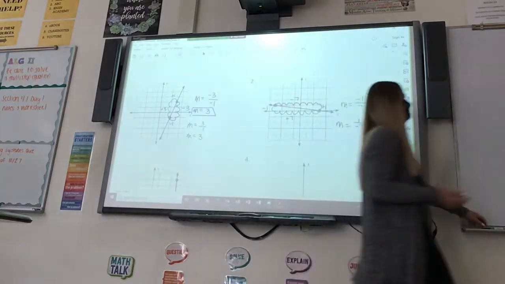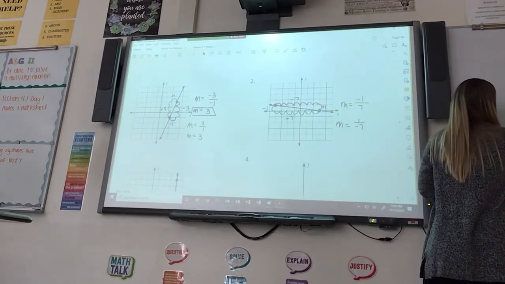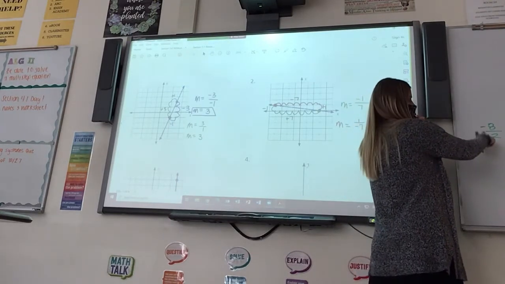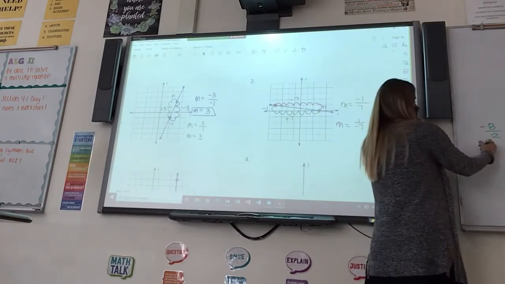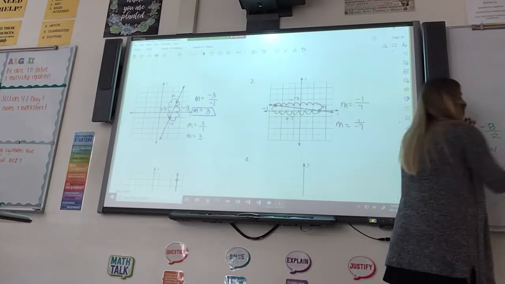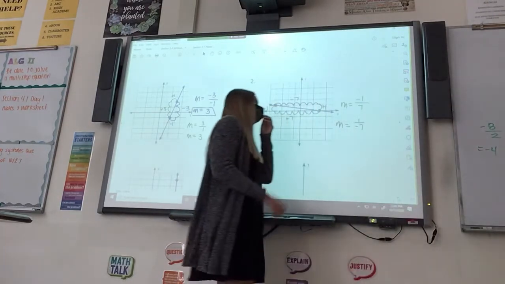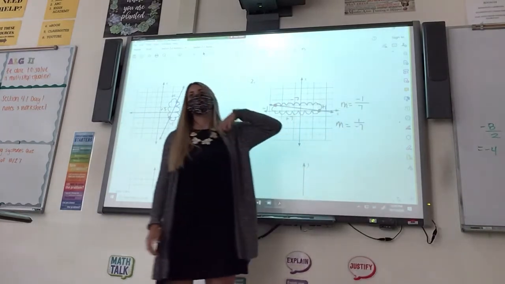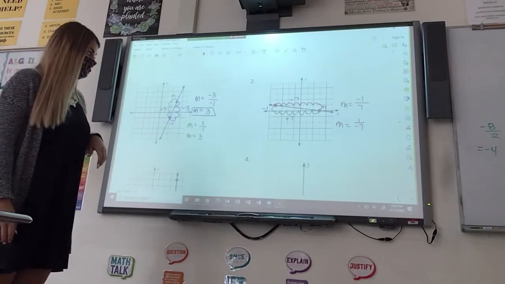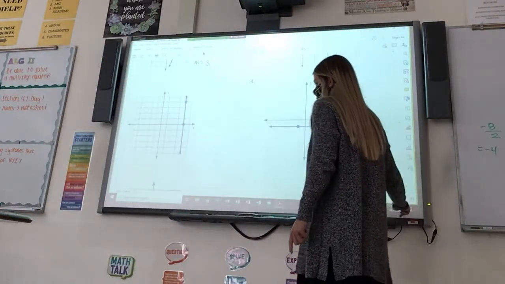The reason why that is because if I did -8 divided by 2, that's what the fraction bar means, division, I would get -4. If I did 8 divided by -2, I would still get -4. So the location of the negative does not matter. These are saying the same thing, so it doesn't matter which way you count. Okay, number 3.